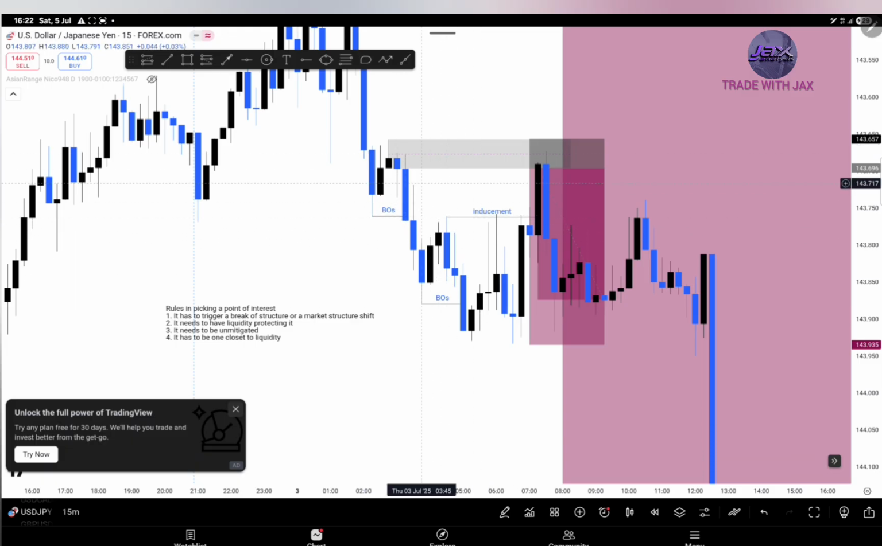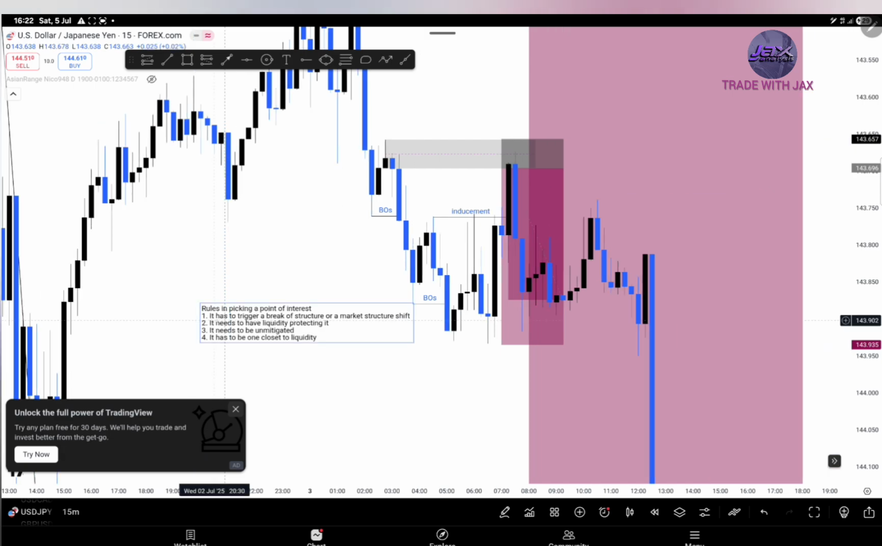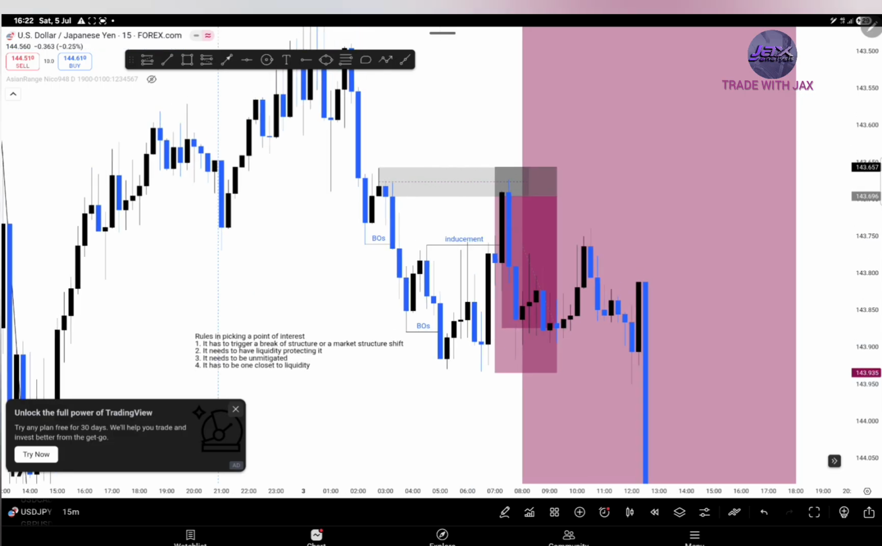was protecting the POI. Let's read the rules. It has to trigger a break of structure, market structure shift. It triggered the break of structure. It needs to have liquidity protecting it. And this high liquidity is valid. Liquidity even broke structure. Liquidity did not tap into the POI. Liquidity moved about 50% and still broke structure. It didn't tap into the POI, so the POI is unmitigated and the POI is close to liquidity. It's very important.